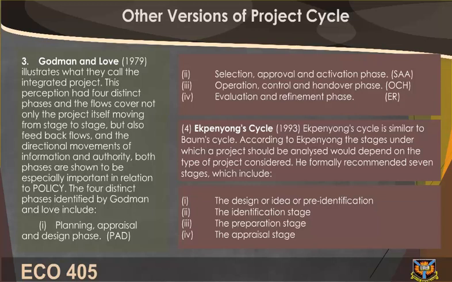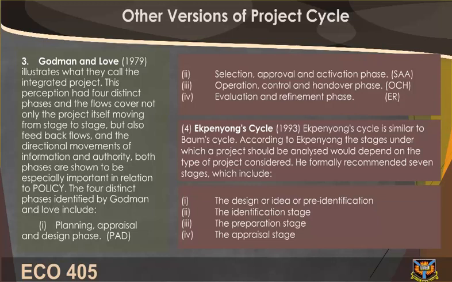The 4 distinct phases identified by Goodman and Love include: 1. Planning, appraisal, and design phase. 2. Selection, approval, and activation phase. 3. Operation, control, and handover phase. 4. Evaluation and refinement phase.